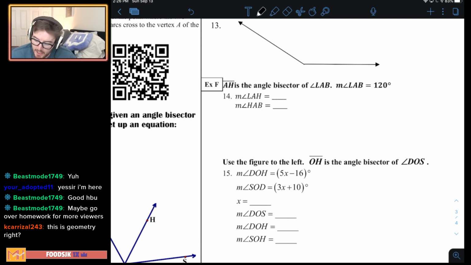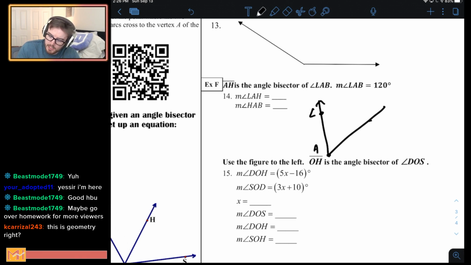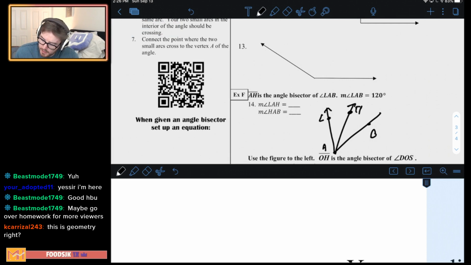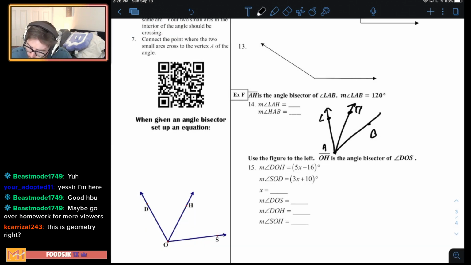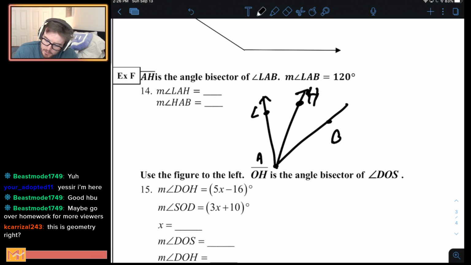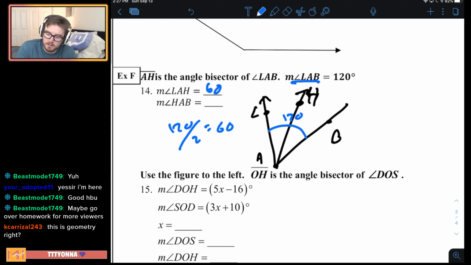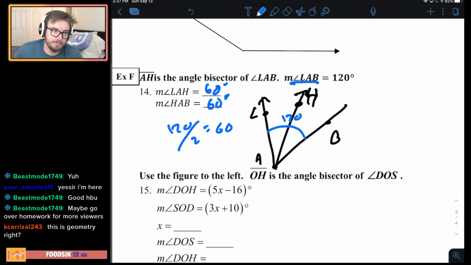It literally just means to split in half. So if I gave you angle LAB, and AH is the bisector, and this entire angle right here, L to A to B, is 120. Well, then how big is each half? 120 divided by 2. They're each 60, right? Don't overcomplicate this, okay? A bisector means to split in half.